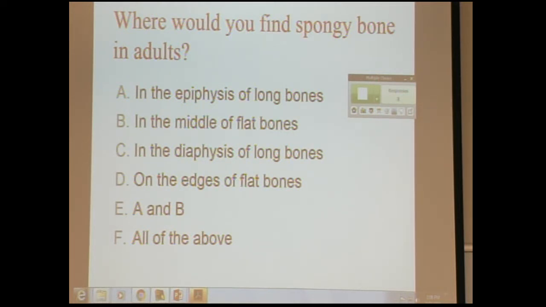Oh, and we didn't talk about these words too much. We must do them in lab. The epiphysis is the end of the bone of the long bones, and the diaphysis is the shaft in the middle. So epiphysis end, diaphysis middle.